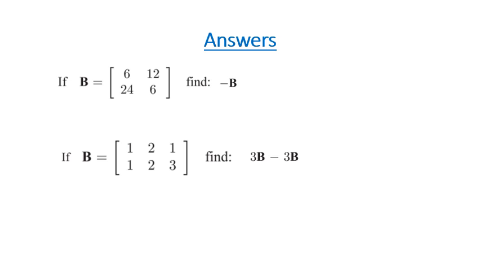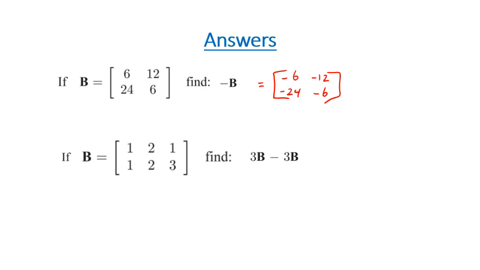So let's have a look at your answers. For the first question, we've been given a matrix labeled B. We need to find the negative of B. So we're going to multiply everything inside our B matrix by -1, which will give us -6, -12, -24, and -6. And in our second part, it says if B equals this matrix, we need to find 3B minus 3B.